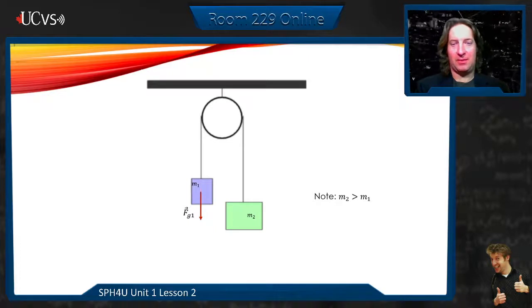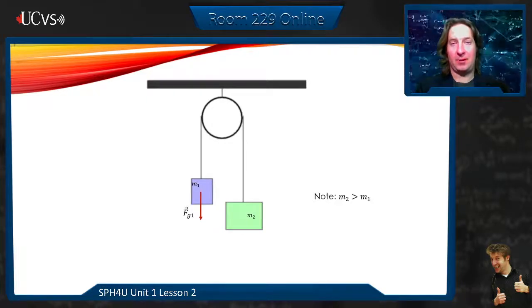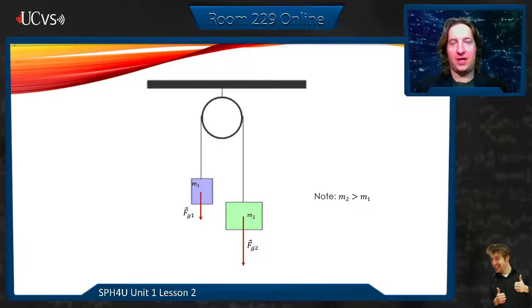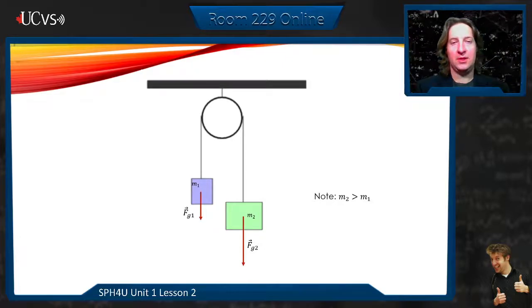So let's think about forces acting on this. So mass 1, which is smaller than mass 2, is going to be pulling down. And on M2, again, we're going to have a force of gravity. Notice that the force of gravity vector on 2 is much larger than the force of gravity on 1. So we know that M2 is going to be going down and M1 is going to be going up.